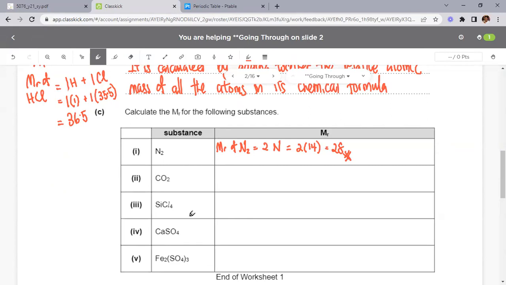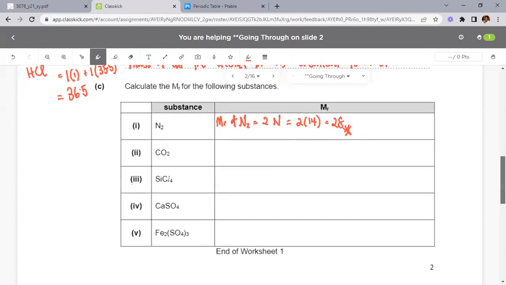I'm going to show you something that's a little bit more difficult. I'm going to ask you all to go and do 5 on your own. I'm going to try question 4 to show you. So the Mr of CaSO4, consisting of, this will be equivalent to 1 calcium plus 1 sulfur plus 4 oxygen. That's how you go about it, that's the number of atoms in the formula, right?